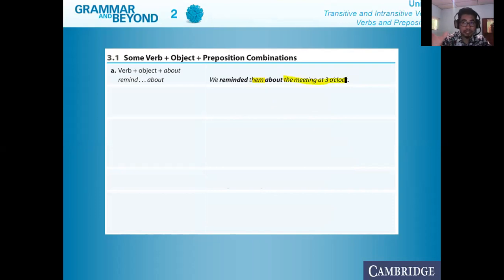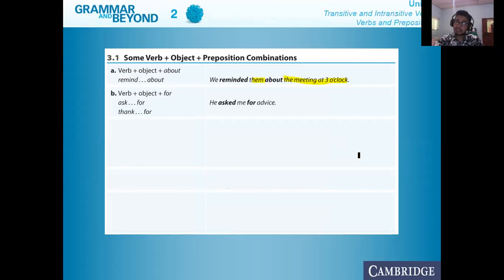The meeting, we're talking about another noun. That is the object of this preposition. We have verb plus subject plus for. And in this case, we're talking about the following verbs that are ask for and thank for. That are ask me for advice. He asked me for advice.